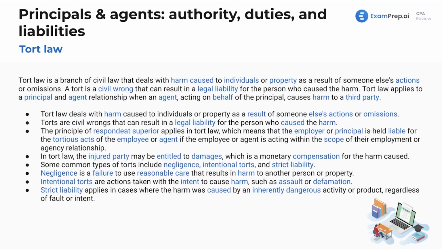Tort law. Gotta love tort law. Anyone looking to go to law school, maybe did go to law school, good old tort law. Let's talk about this. Let's understand what it is. Make sure you're familiar with it.